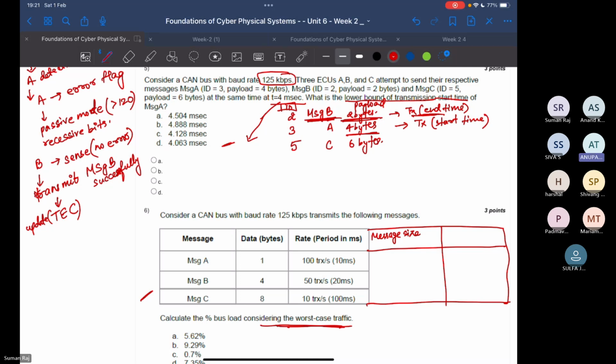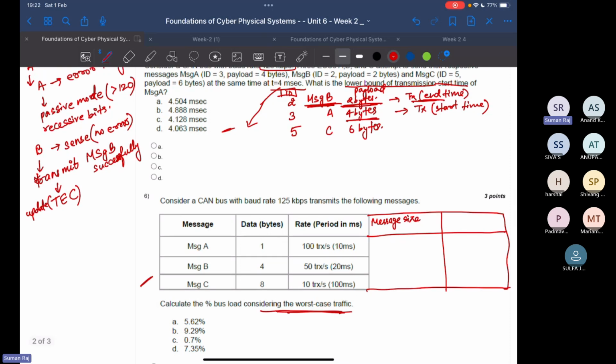Okay, I will try this. Yeah, try that. Payload is actually going to come over here. So I'm writing this column, message size of the bit. So that is your actual payload. Okay, so basically this is your payload.